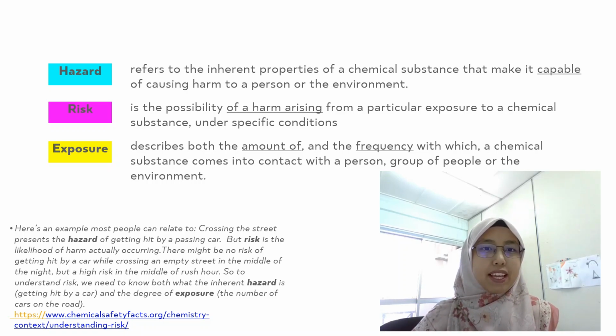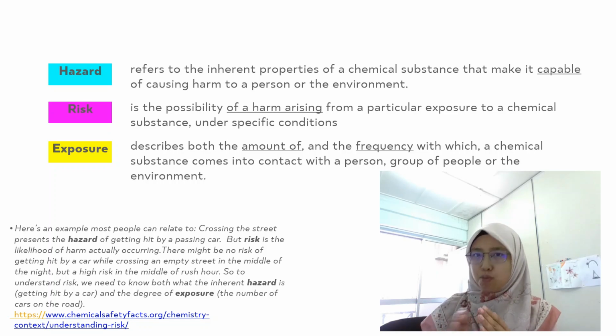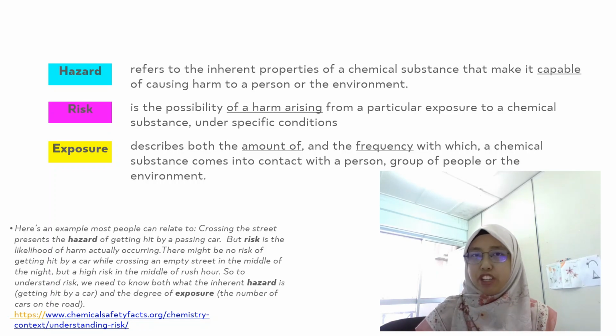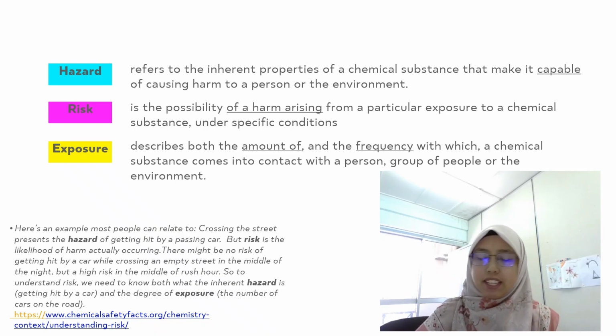Next is risk. Risk is the possibility of harm arising from a particular exposure to a chemical substance under specific conditions. And the third one is exposure. Exposure describes both the amount of and the frequency with which a chemical substance comes into contact with a person, group of people, or the environment.